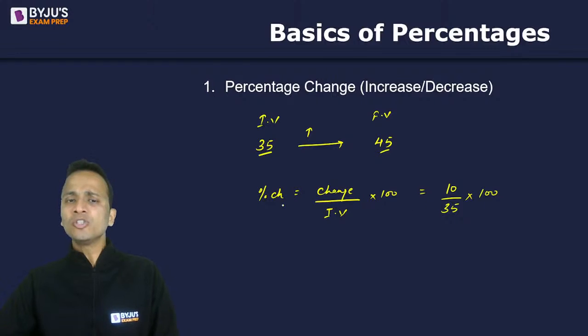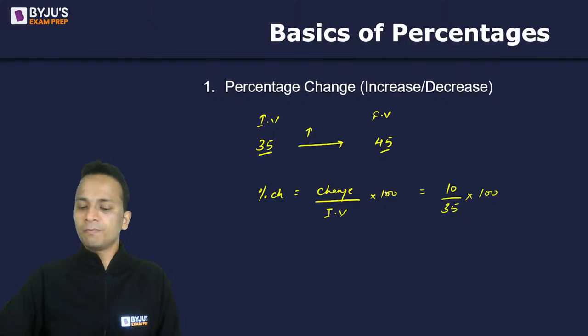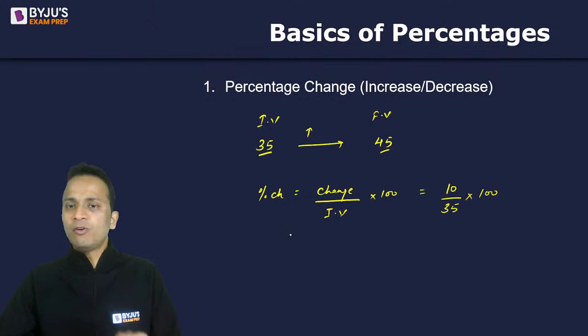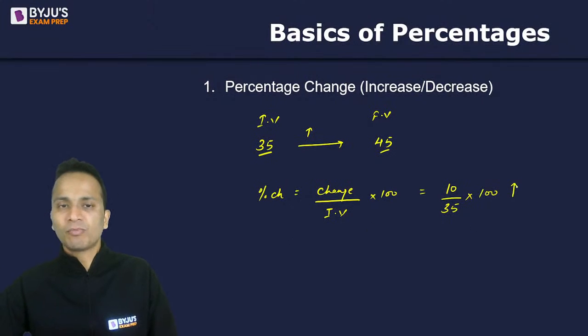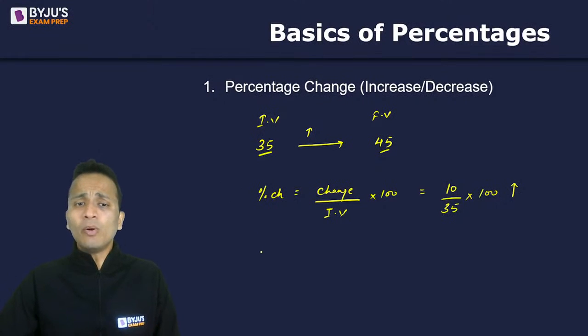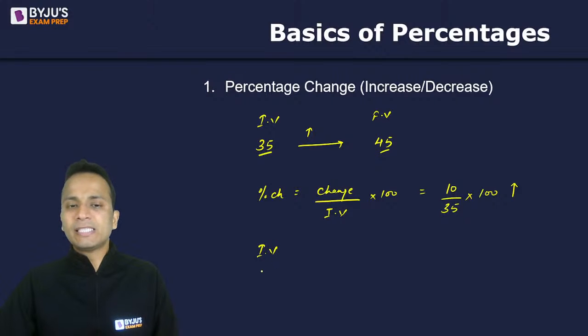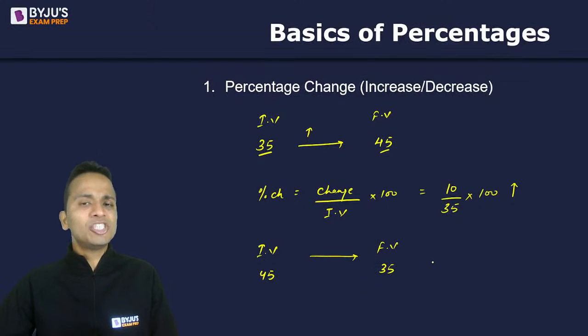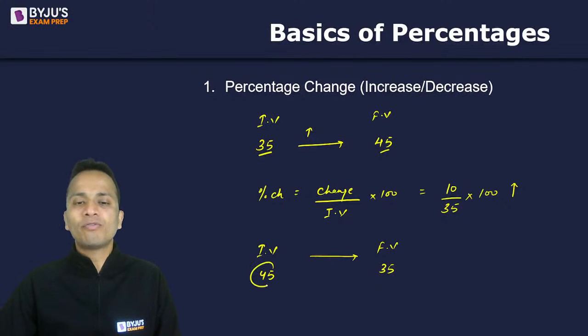All right. So percentage change is change upon initial value multiplied by 100. Now the nature of change can be either increase or decrease. As you can see in this question, it was a percentage increase, right? Initial value was lower as compared to the final value. Now in case initial value, let's say it is 45 and the final value is 35. So again, there is a change of 10 but over the initial value of 45.